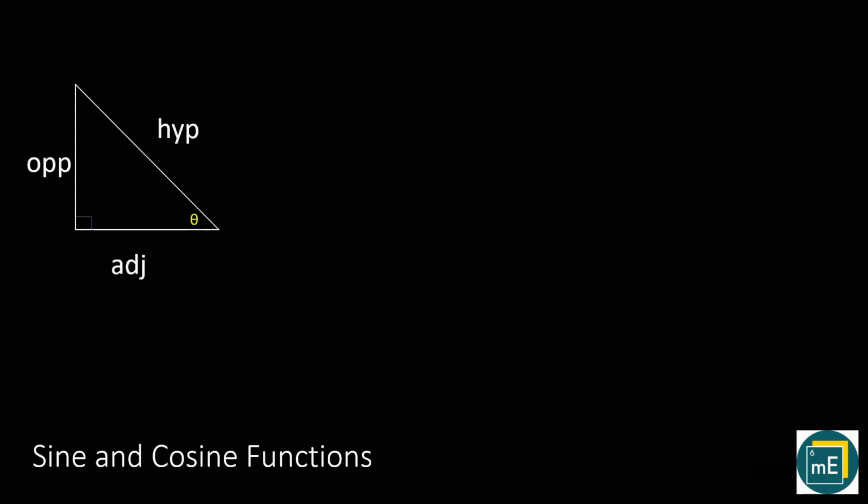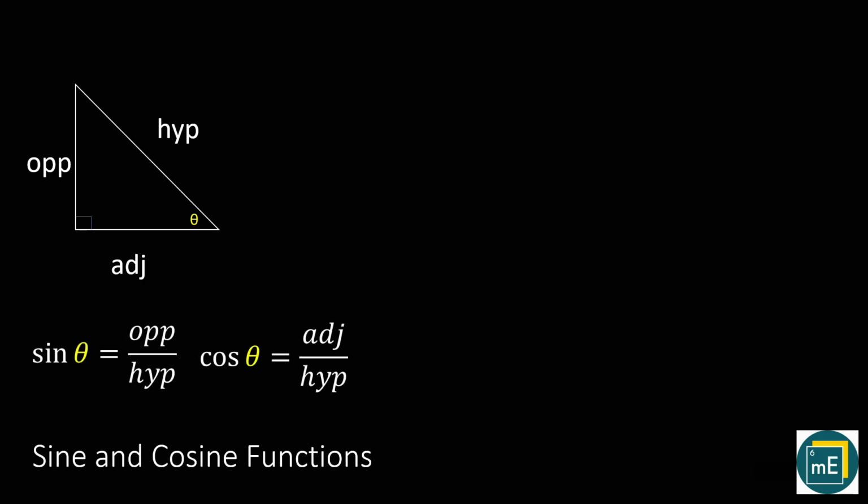In the previous video, we discussed sine and cosine functions. We defined these functions with the help of a right angle triangle, where sine theta is given by opposite side upon hypotenuse and cos theta is given by adjacent side upon hypotenuse.